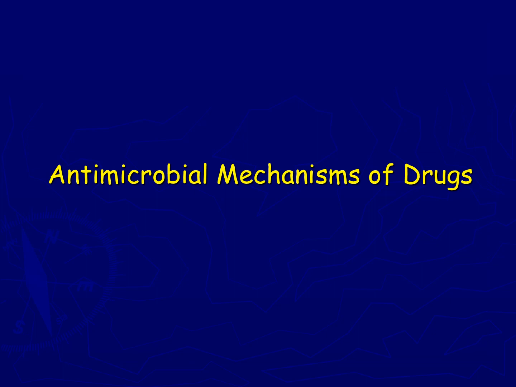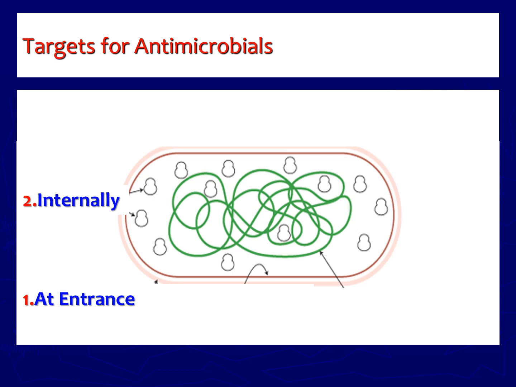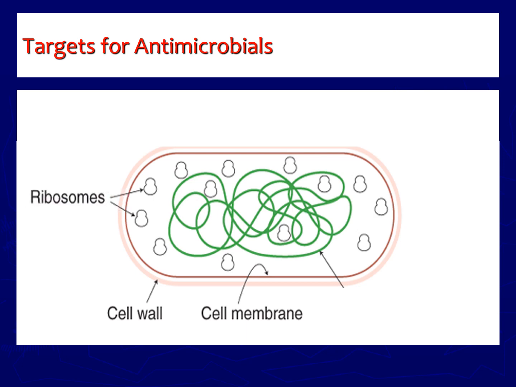Now, the antimicrobial spectrum of the drugs. Usually there are targets for the antibiotic. There are mainly two targets: at the level of entrance inside the cells of the bacteria, the fungi, the viruses, or cancer cells, or there may be internal targets present inside the cells. At the entrance, there may be the cell wall or the cell membrane. These may be the targets. Or internally there may be ribosomes, or there may be DNA material, etc.